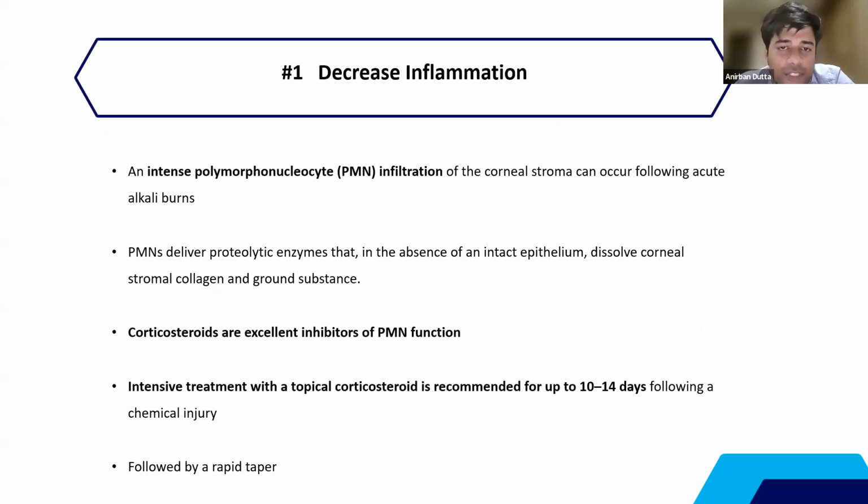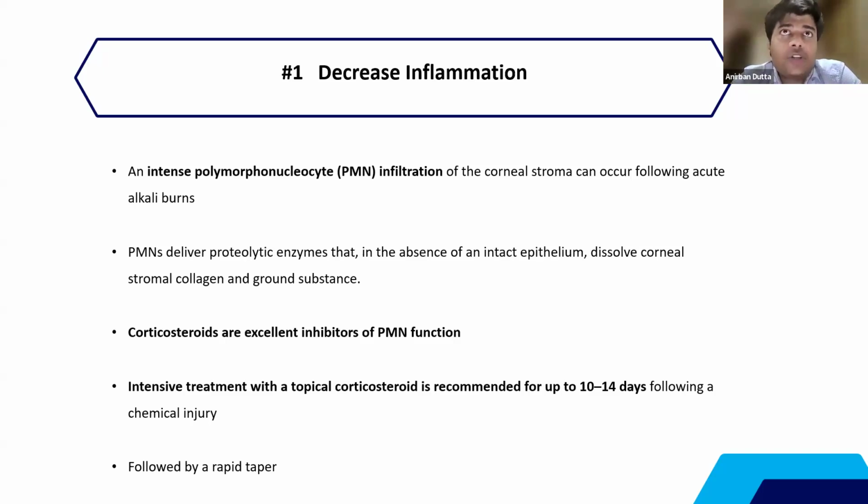So how do we decrease inflammation? Whenever there is an acute alkali or for that matter an acid burn also, an intense polymorphonuclear infiltration occurs. And this will deliver proteolytic enzymes and this in turn dissolves the corneal stromal collagen. In this setting, corticosteroids are excellent inhibitors of polymorphonuclear cells. And intensive treatment with a topical corticosteroid is recommended for up to 10 to 14 days following a chemical injury. So these two lines are very important. So in the acute phase, when they ask you which drugs to give, topical corticosteroids should be one of the first drugs which you mention.